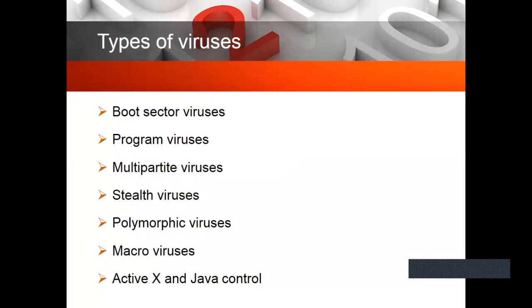There are 7 different types of viruses. For now, we'll see here. There are many n number of viruses, but as per your textbook, we'll see 7 different viruses. The first virus is boot sector virus. The next virus is program virus, then multi-parted. Next is sleuth virus. After that you have polymorphic virus. After that you have macro viruses. After that you have ActiveX and Java control viruses.